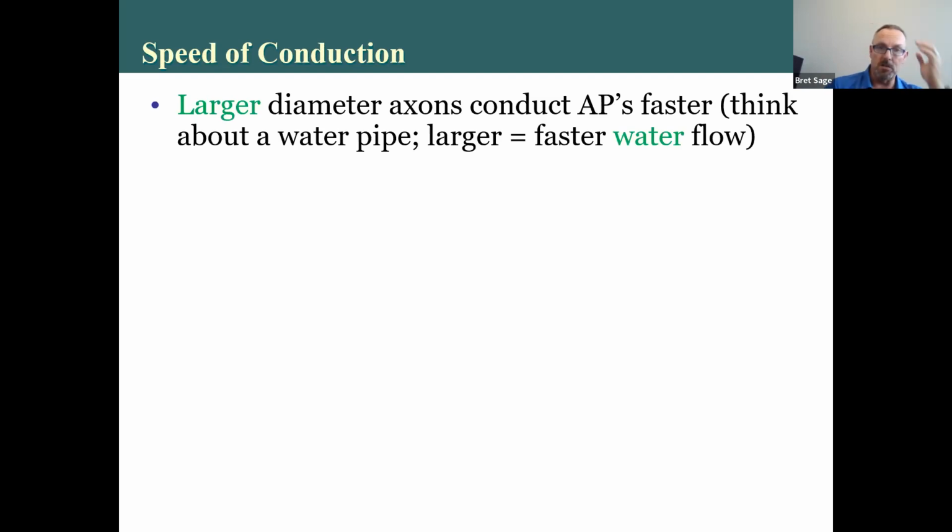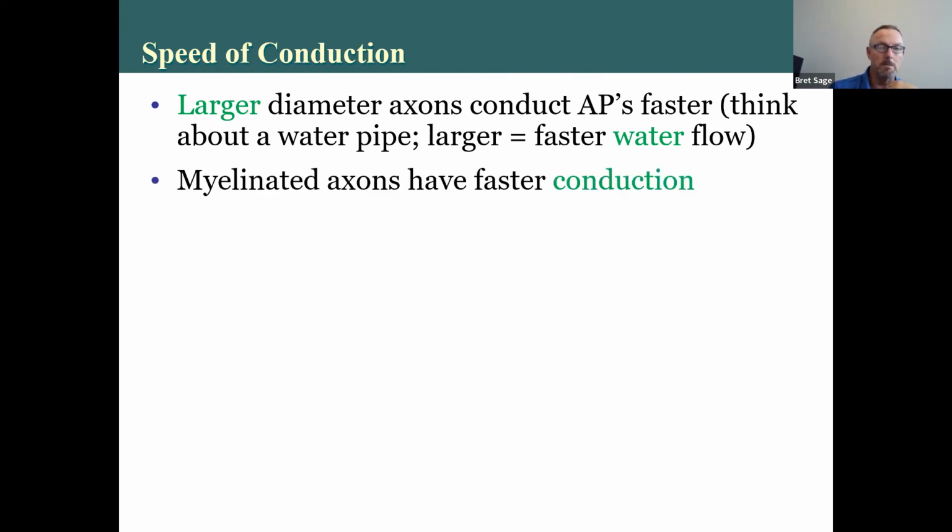So here's another thing that you should know. Axons that have a large diameter, meaning thicker when you look at them in cross-section, allow action potentials to go more quickly because more sodium can flow through, in the same way more water goes through a pipe that's larger than smaller. The other thing is myelination.